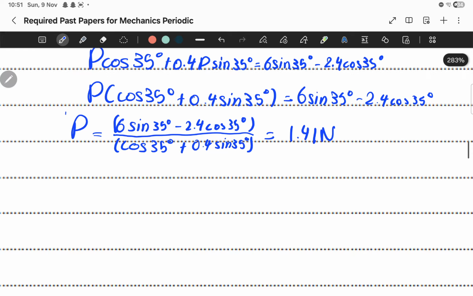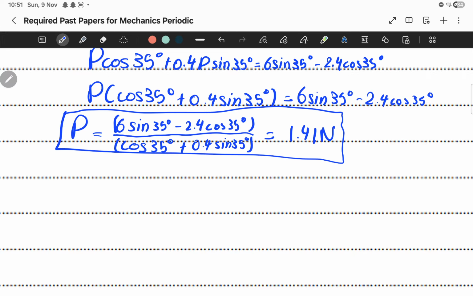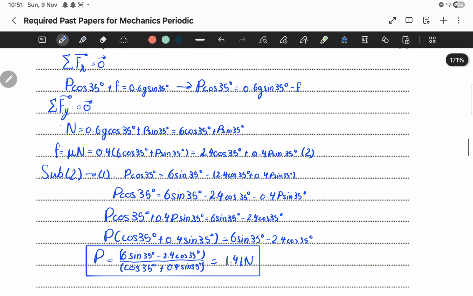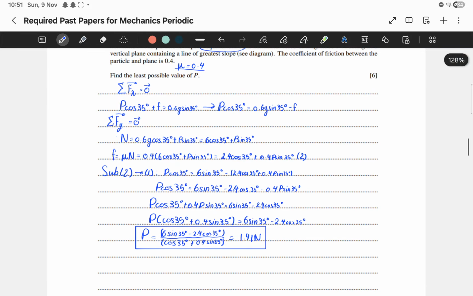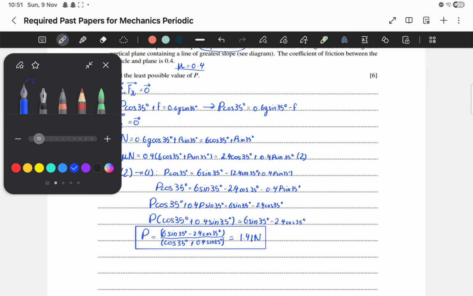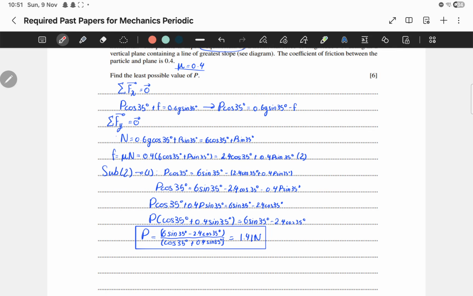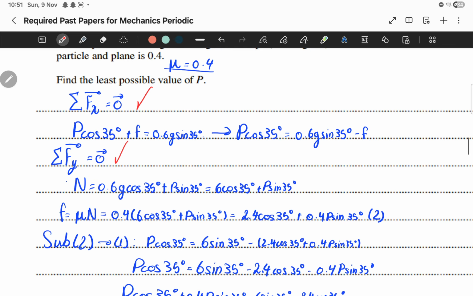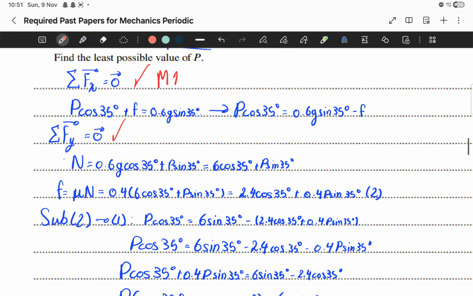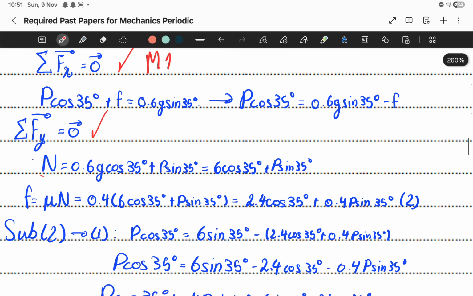I actually don't know if this is the right answer or not, so let me check the marking scheme. I'm pretty sure it is. Yes, P is 1.41. So let's check what they want. Attempt at resolving parallel or perpendicular to the plane, sigma of x or sigma of y. You'll award the mark for one of them. So M1. And then you get R is equal to P sine 35 plus 0.6 G cos 35. R is the normal reaction. So 0.6 G cos 35 plus P sine 35. Yes, you get A1.